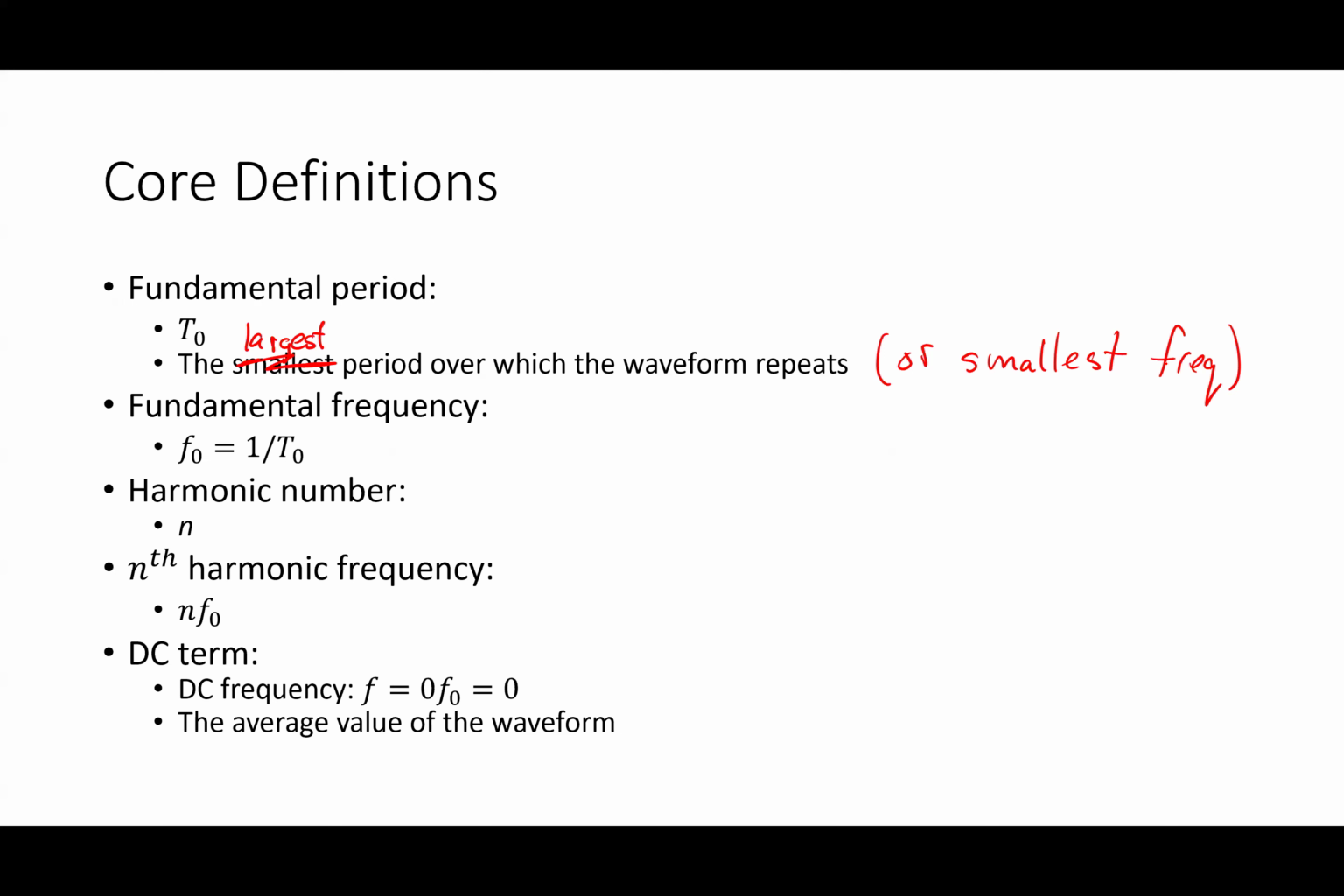And then I said our DC term has a frequency of 0. So n equals 0, so f equals 0 times the fundamental frequency, or 0 hertz. 0 hertz basically is a constant. The DC term is always the average value of the waveform. We're going to do some more calculation examples with that today.